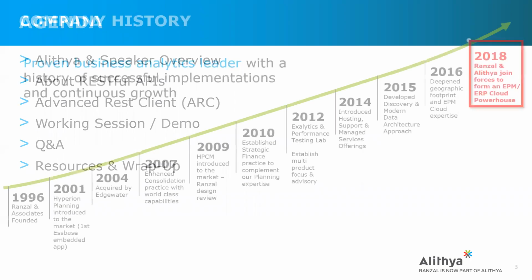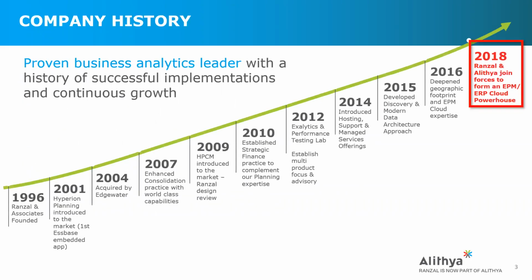So let's go ahead and get started here. A little bit about the company history. So what is Alithya? We've been around since 1996. We were formerly known as Ranzel. If you were familiar with Ranzel or Edgewater Ranzel, as we were sometimes known, we've been around since 1996, started primarily as an S-Space and then eventually planning organization.